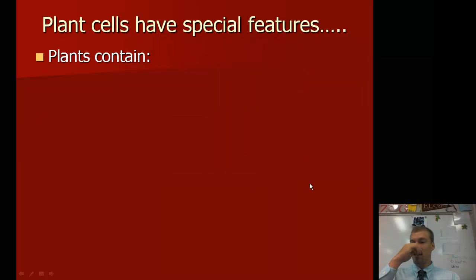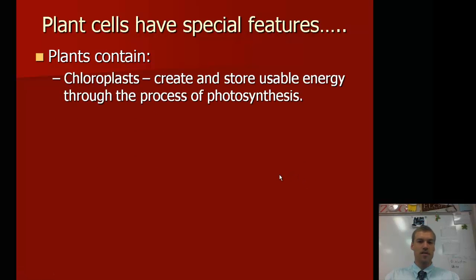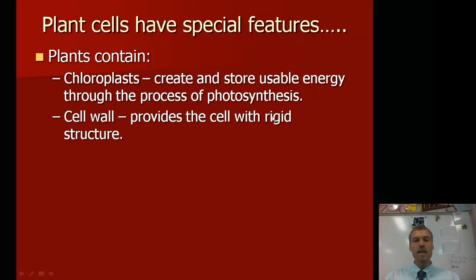So plant cells have some special features that animal cells don't. For example, they have chloroplasts, which create usable energy through the process of photosynthesis. Again, we're going to be spending more time talking about photosynthesis later on. They also have cell walls that provide the cell with rigid structure. Bacteria cells, remember, also have cell walls, but they are made up of a different substance. In plant cells, that is cellulose and not peptidoglycan.